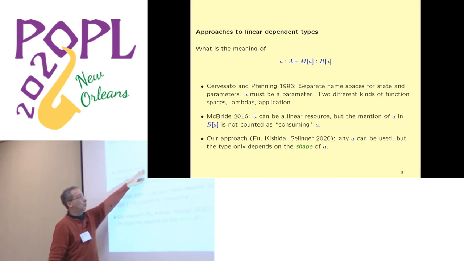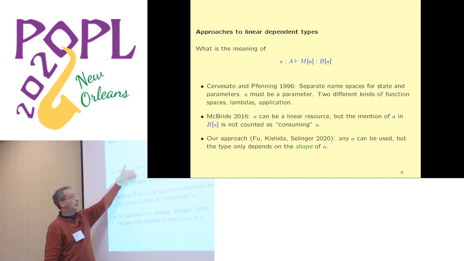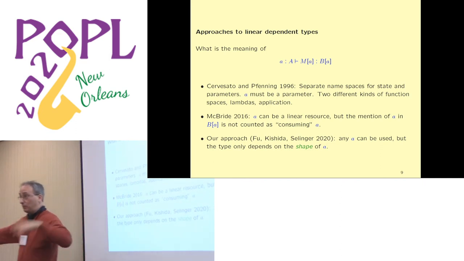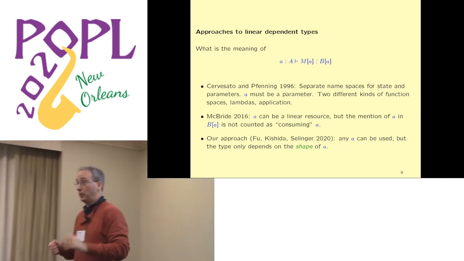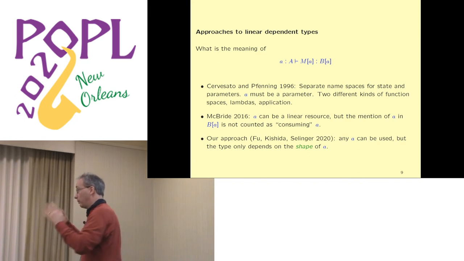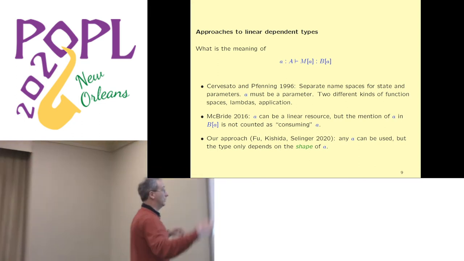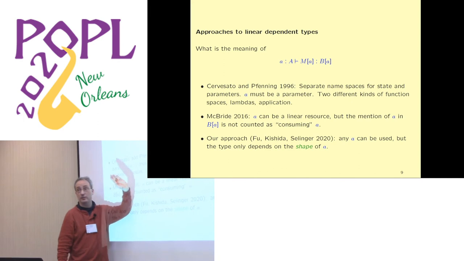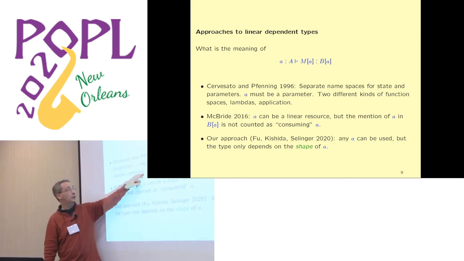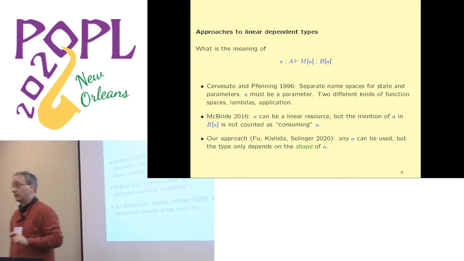So one possibility is just to separate parameters and states completely, to split your context into a linear part and a nonlinear part and say they're two different namespaces, two different function spaces, two different lambdas, two different applications. That's basically the system of Sarasato and Fenning.